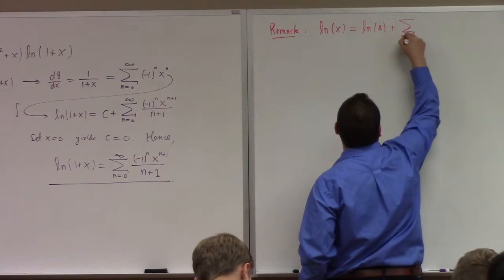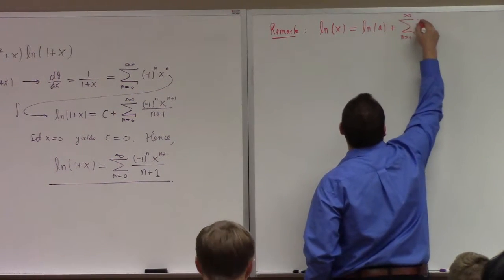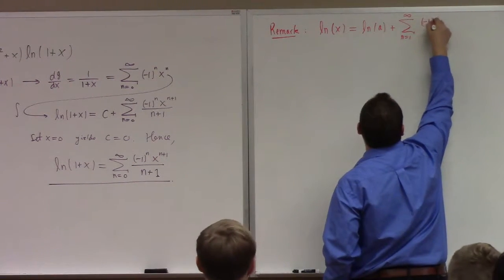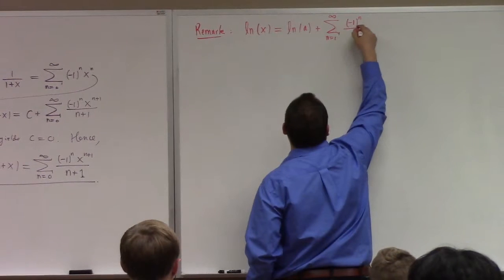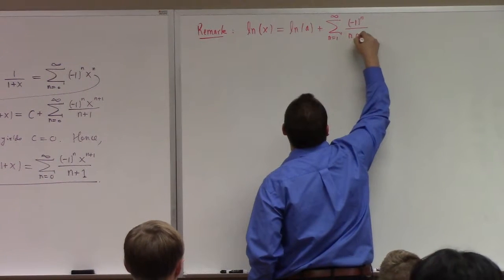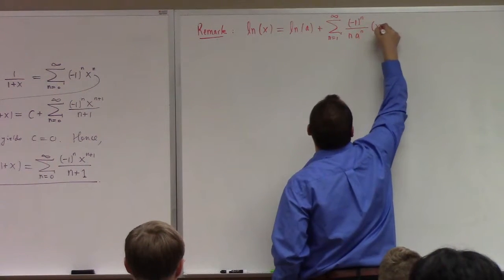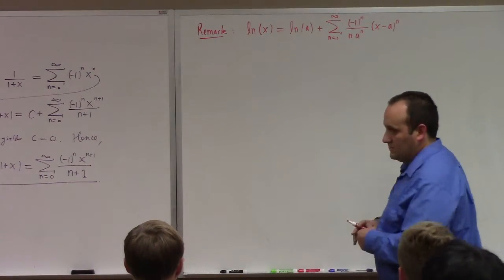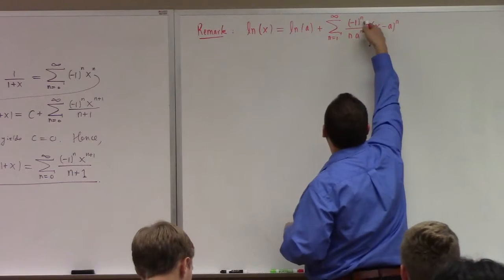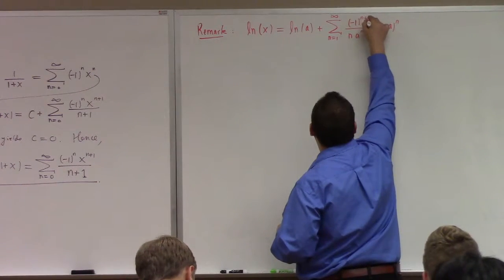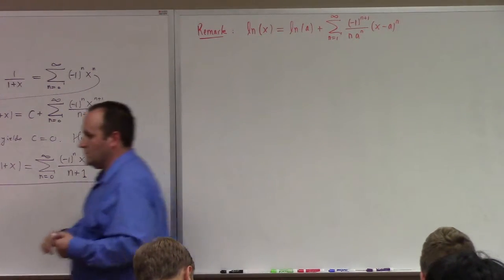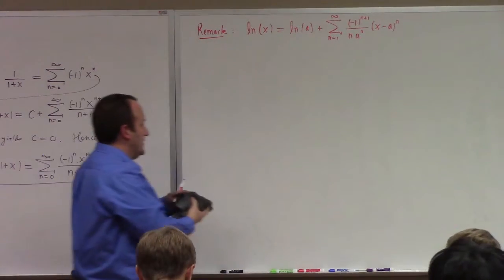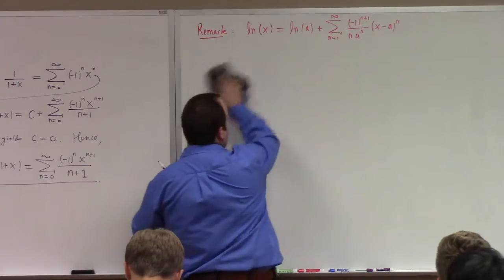N equals 1 to infinity. How'd it go? Minus 1 to the n. You guys have to help me out here. I don't remember it exactly. N times a to the n. X minus a to the n. Is that it? I mean, help me out. Is n plus 1 here? So we derived that yesterday, right? So one way we could look at this problem is we could use that.